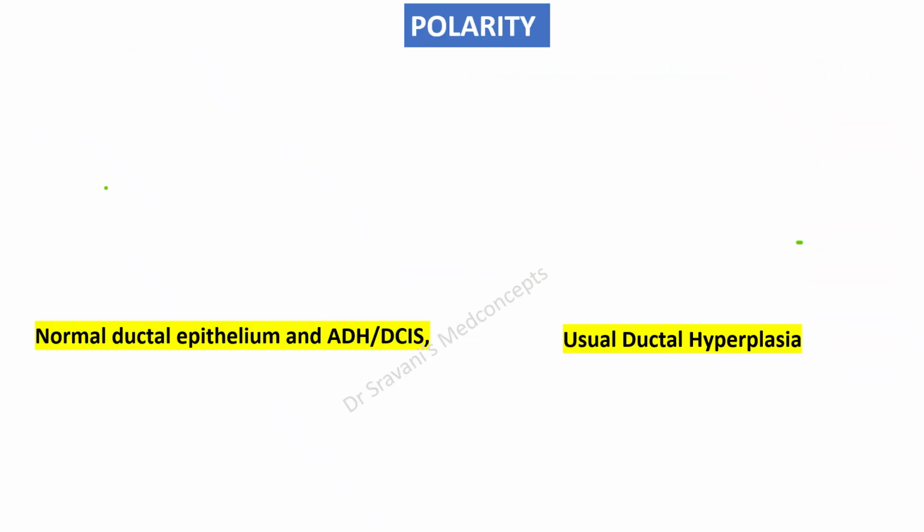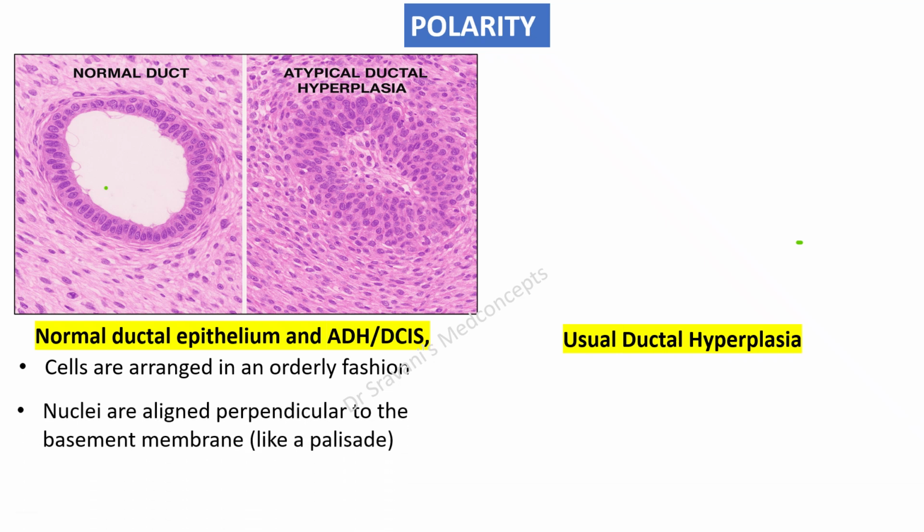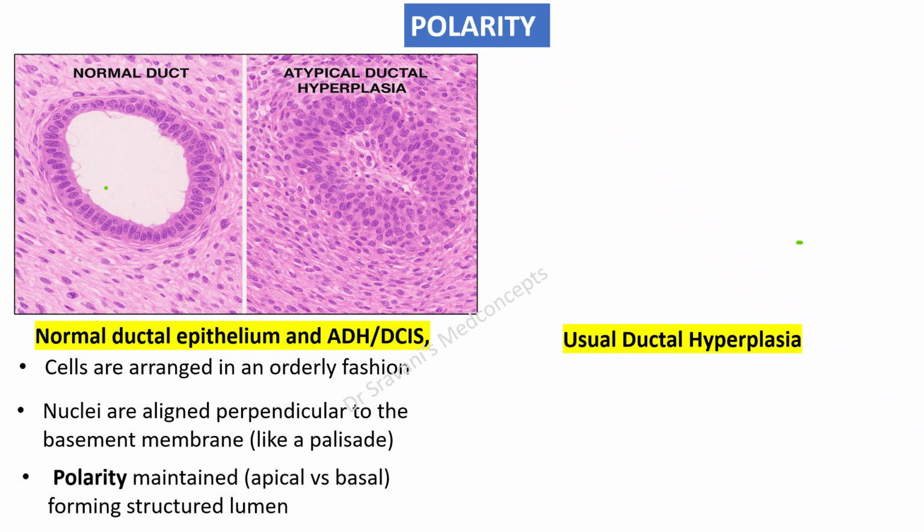Coming to the polarity, you can see this is the normal ductal epithelium, atypical ductal hyperplasia and DCIS. In this, the cells are arranged in an orderly fashion, and the nuclei are aligned perpendicular to the basement membrane like a palisade. Polarity is maintained, that is apical versus basal relationship is maintained, because of which there is formation of a structural lumen. So here I am showing with the green colored lines, the epithelial cells are arranged perpendicular to the basement membrane. So they are well oriented. All the epithelial cells are arranged perpendicular to the basement membrane, forming a structural lumen.